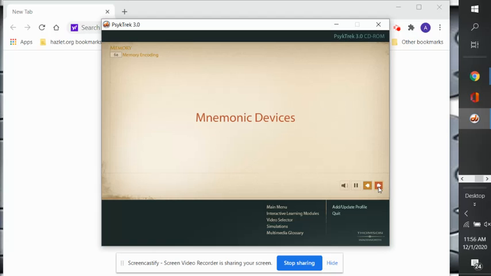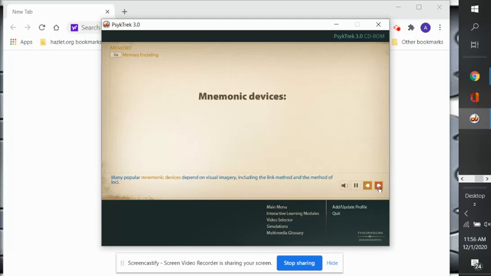And we're going to look also at something called a mnemonic device. So many popular mnemonic devices depend on visual imagery, including the link method and the method of loci. We're going to talk about each of these 2 mnemonic devices.